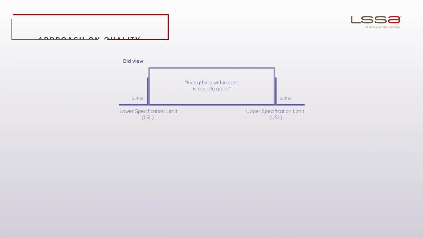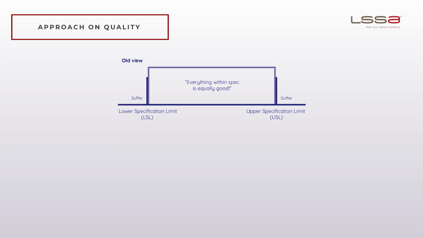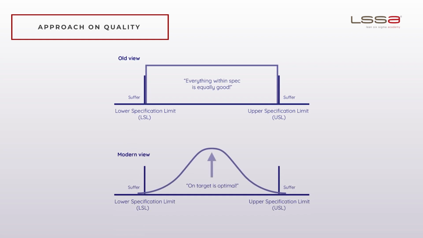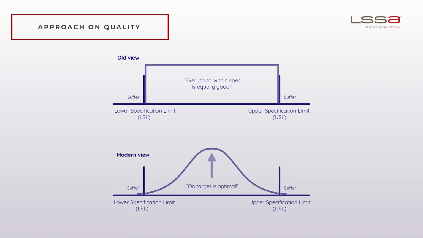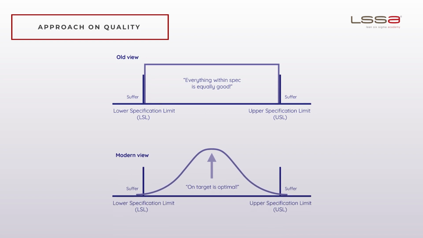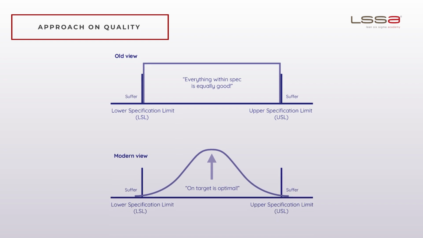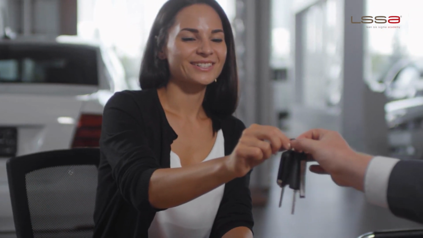The old approach on quality is about approving the product when it meets the specification and rejecting the product when it does not meet the specification. A much better way of looking at products meeting specification is to realize that a product that performs exactly in the middle of these specifications is better than a product that is very close to one of its specification limits. Furthermore, a process that demonstrates little variation is better than a process that demonstrates a lot of variation.